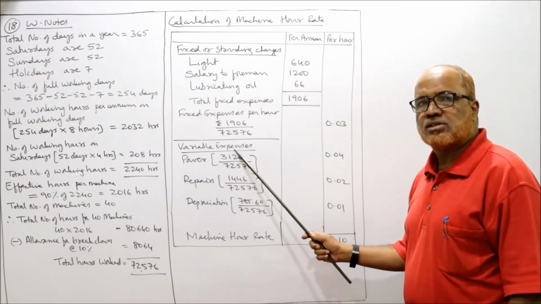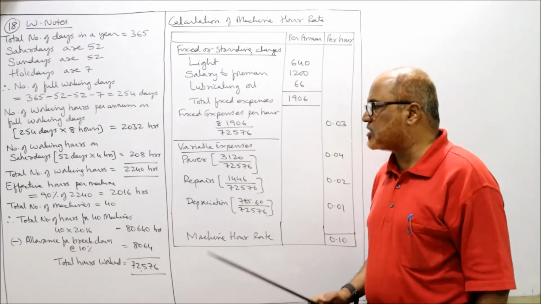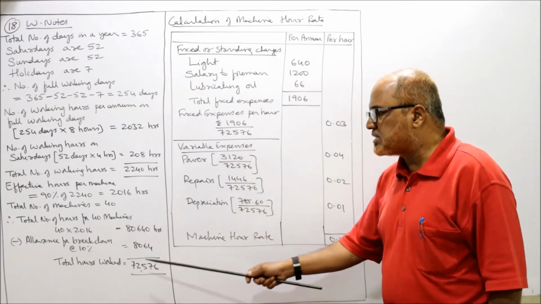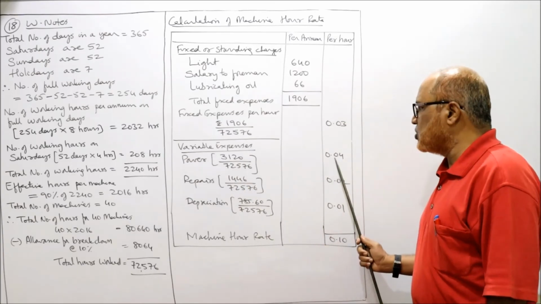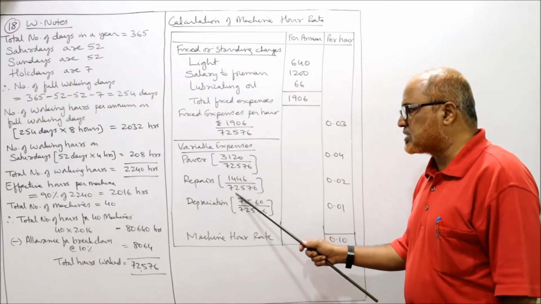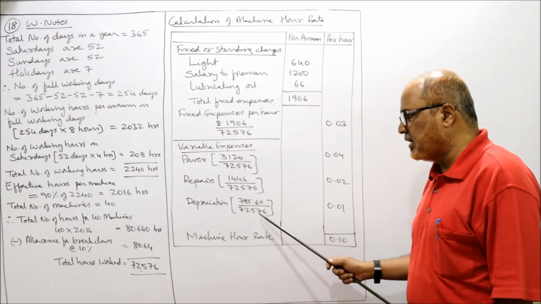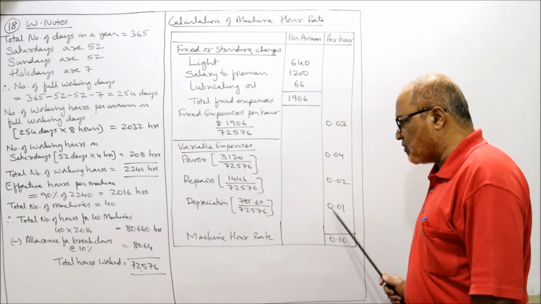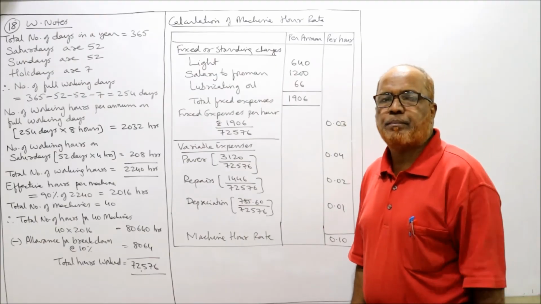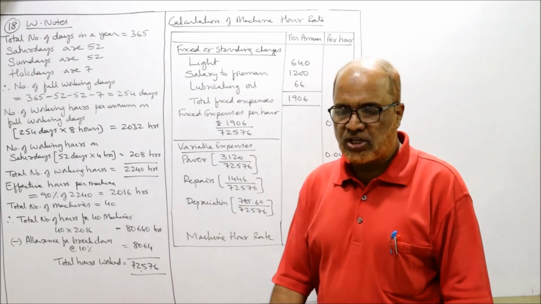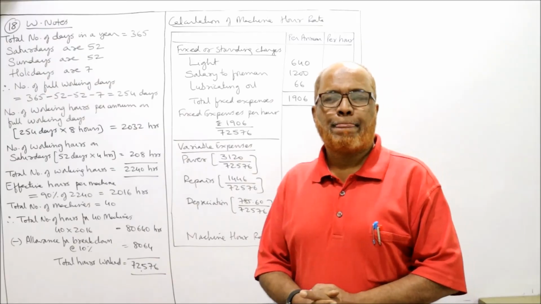Now variable expenses. Power is given 3,120. It is given in the problem. For 1 year power charges are 3,120, divided by 72,576, total number of effective hours for all the 40 machines: 0.04. Repair 1446 divided by 72,576, 0.02. Depreciation 785.6 divided by 72,576, 0.01. So machine hour rate comes to 0.10, 10 paisa per hour. That's all. This is the machine hour rate. This is the end of problem number 18.